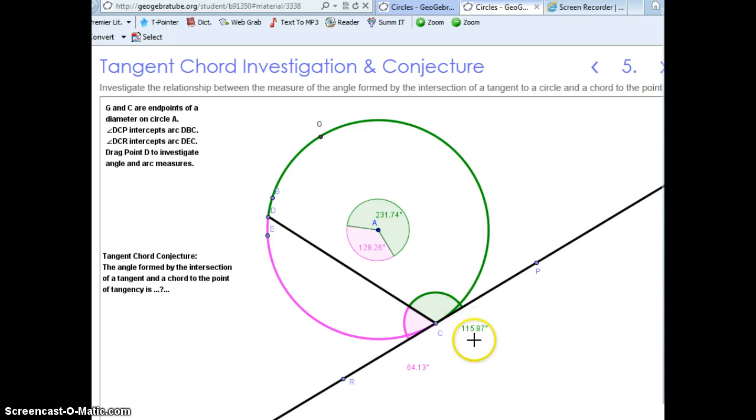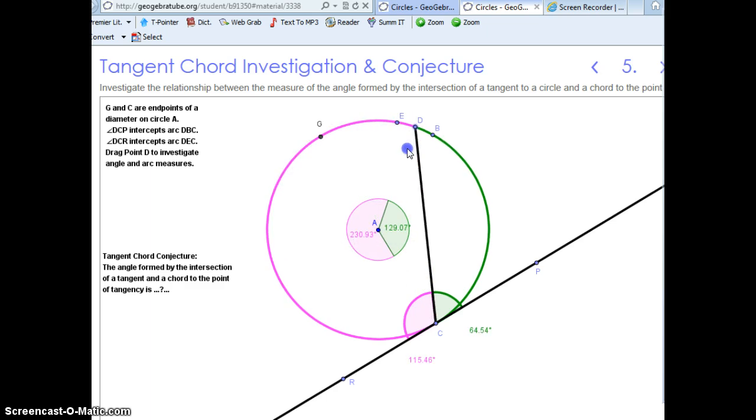And it's the same on the other side with this green angle, this green arc. The angle is 115.87. The arc is double that, 231.74. Now I can drag these points and move it around, and the relationship is still there. 75.09 doubled gives me 150.18. The arc is 150.18. The angle is half of that. And same on the green side. Again, I can keep moving that around, and the relationship is maintained. The tangent chord angle is half as big as the arc that it cuts off.